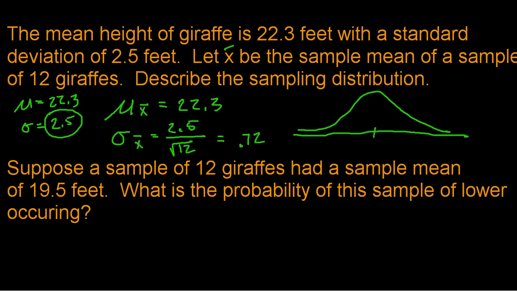So right smack dab in the middle of this is going to be 22.3. I can go up 1, I can go up 2, I can go up 3, I can go down 1, I can go down 2, I can go down 3. For pure sake of trying to fit these numbers in, I'm just going to round my standard deviation to 0.7. So this would be 23, 23.7, and 24.4. Going down, this would be 21.6.